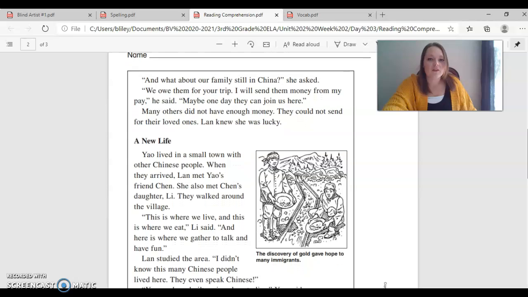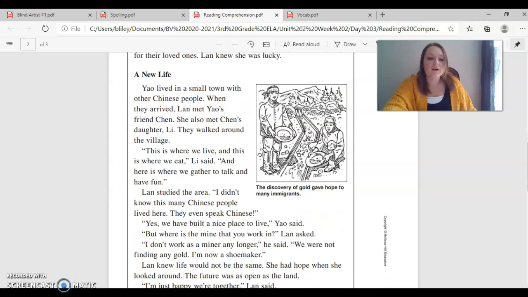"And what about our family still in China?" she asked. "We owe them for your trip. I will send them money from my pay," he said. "Maybe one day they can join us here." Many others did not have enough money. They could not send for their loved ones. Lan knew she was lucky.